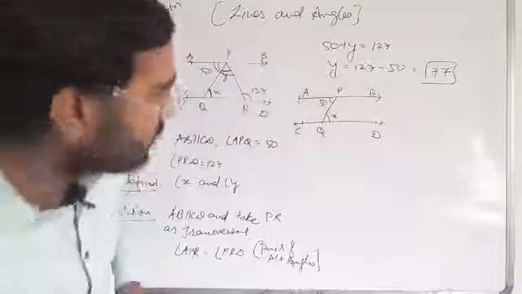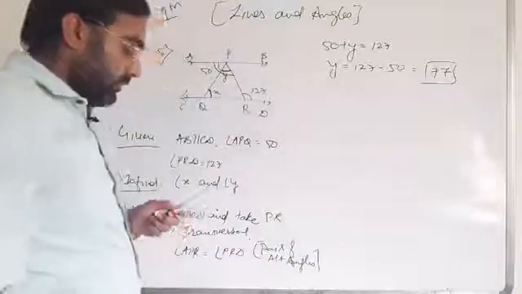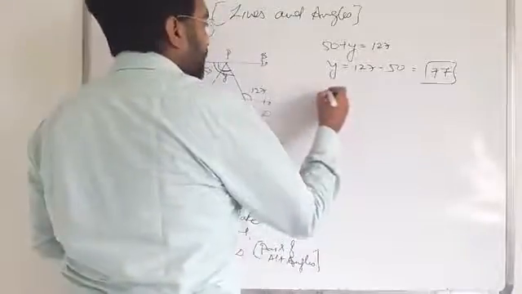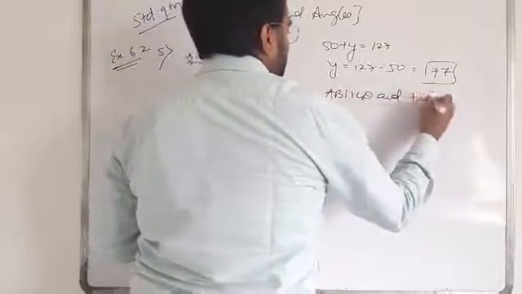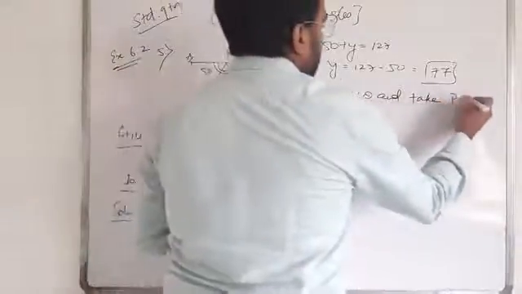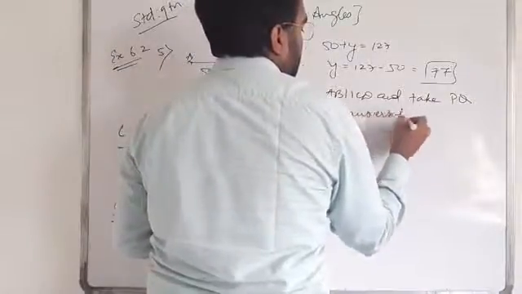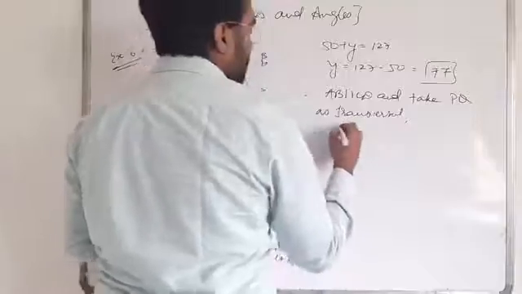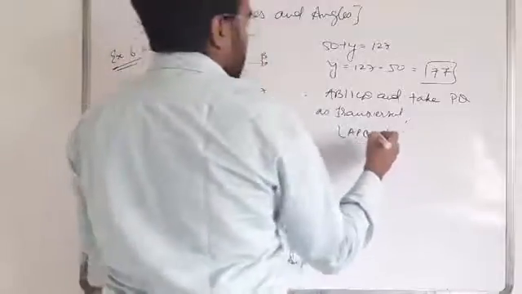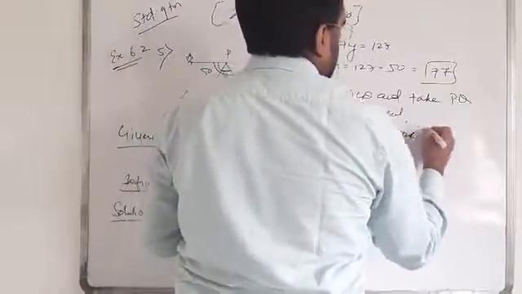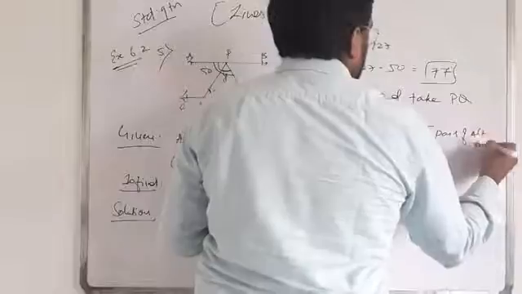Okay, so now we have to write that AB is parallel to CD and take PQ as transversal. Therefore angle APQ is equal to angle PQR, that is also a pair of alternate angles.